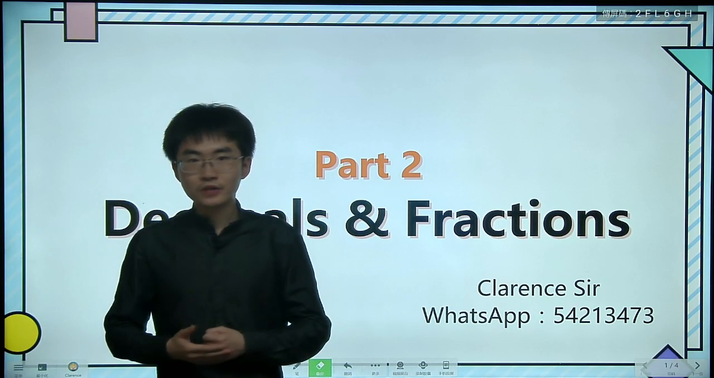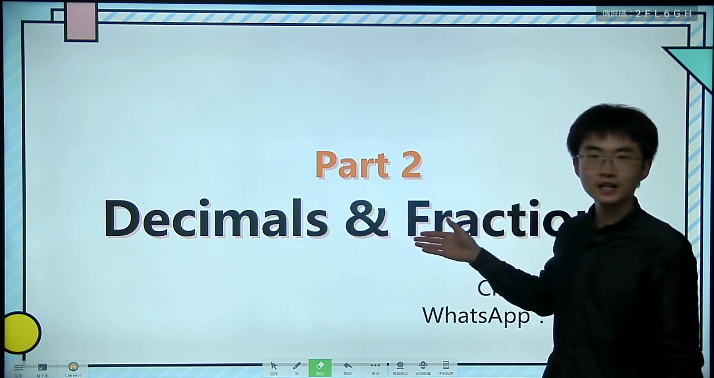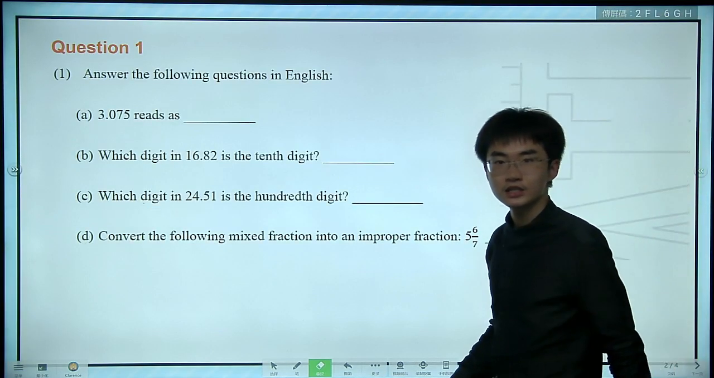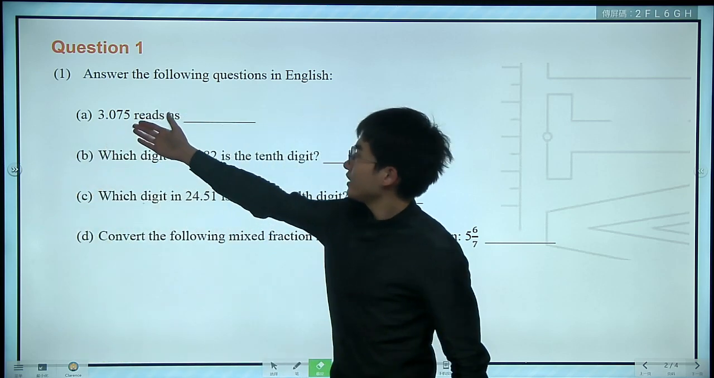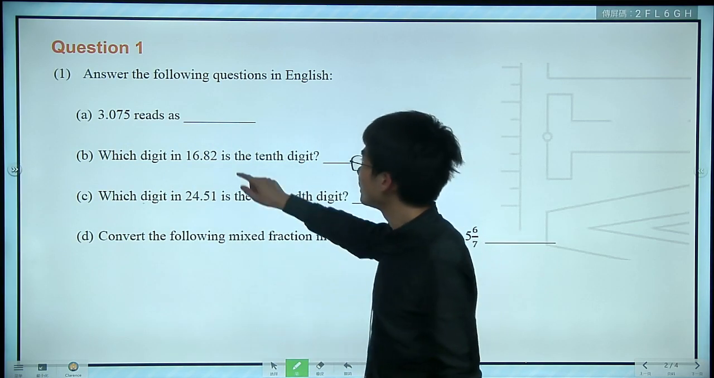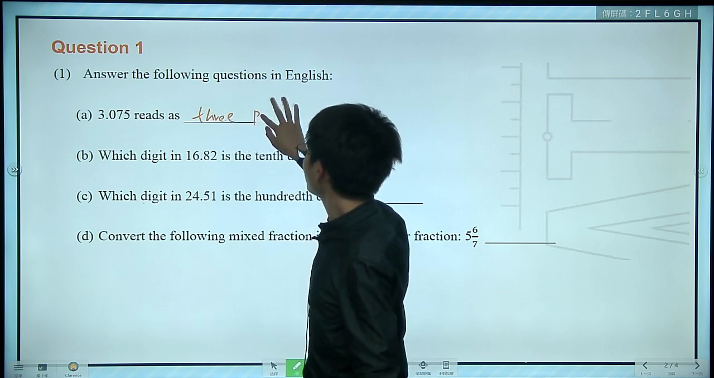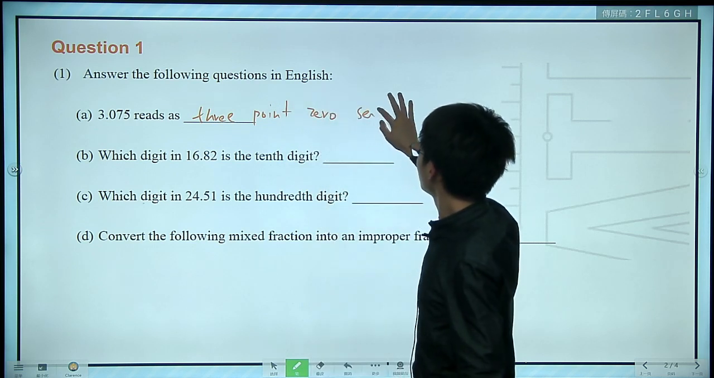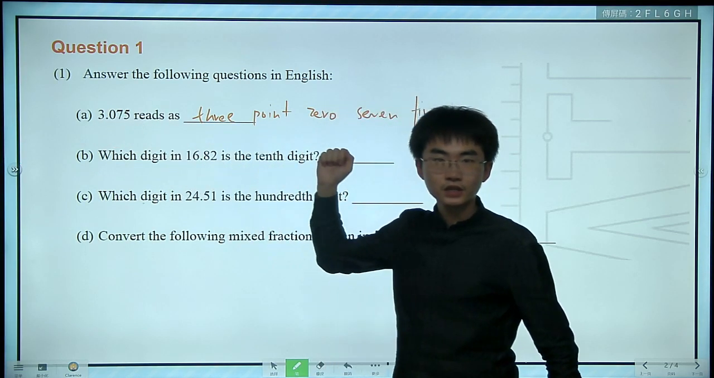Today, we will talk about how to use English to express all the concepts in decimals and fractions. The math here is quite straightforward, but there's a lot of English details you need to focus on, okay? So question A, 3.075 reads as, actually when I read the question, you will know how to read it, right? It will be read as 3.075. You just read it through all digits. You will be fine, okay?